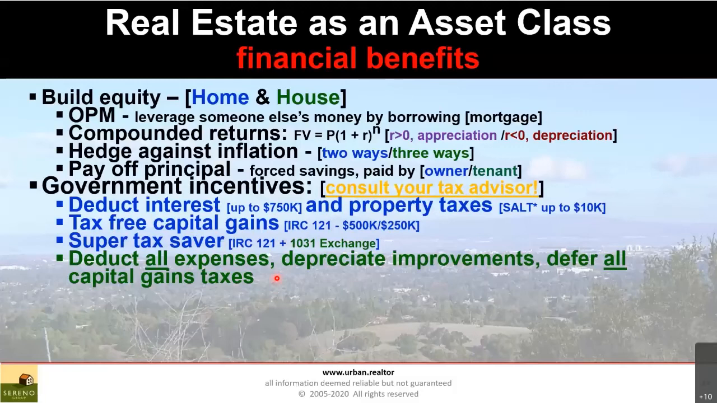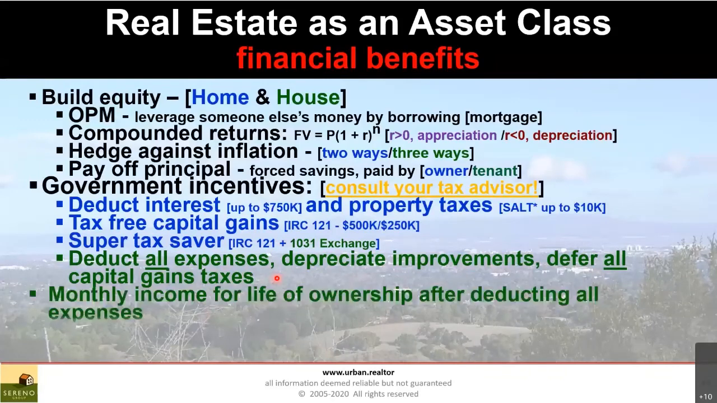in its entirety, if you make that part of your estate, which obviously has a limit in today's terms of roughly $24 million for a family, so that you can pass your estate to your children and so on. Monthly income for life of ownership after deducting all expenses.